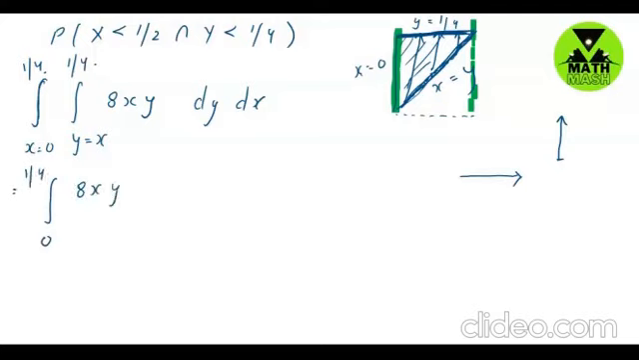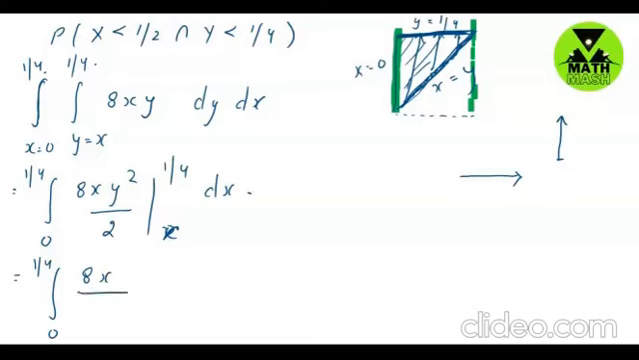So this becomes 8x y square by 2, with the limits x to 1 by 4, and then with respect to x, from 0 to 1 by 4. Substitute y as 1 by 4 first, so this becomes 8x by 32, minus, when we substitute y equals x, 8x cube by 2. Now integrate with respect to x. First we will solve this: 1 by 4, and this is simply 4. So first integrate with respect to x, that is x by 4.